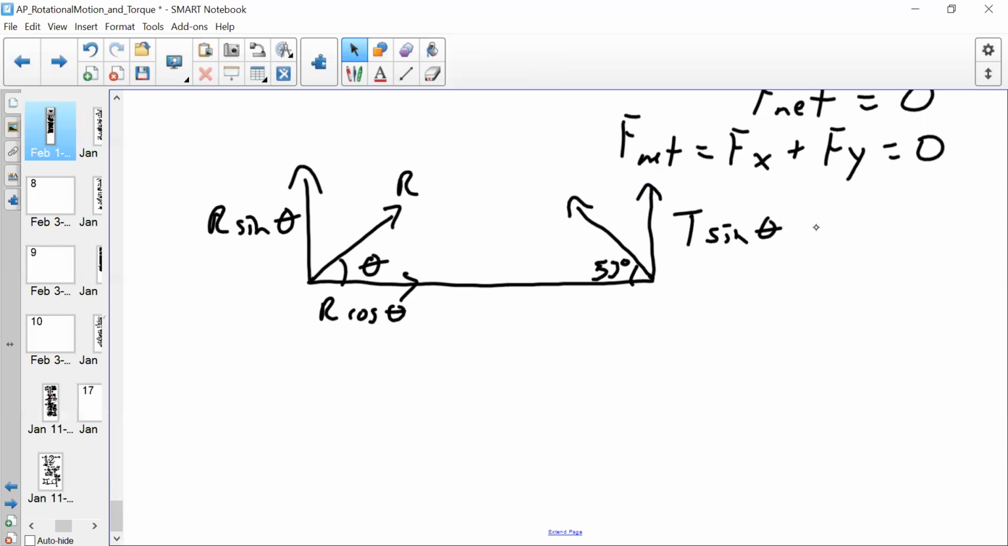T sine theta and T cosine theta. The weight of the beam is concentrated at the center, and the weight of the person is 600 newtons pointing down.